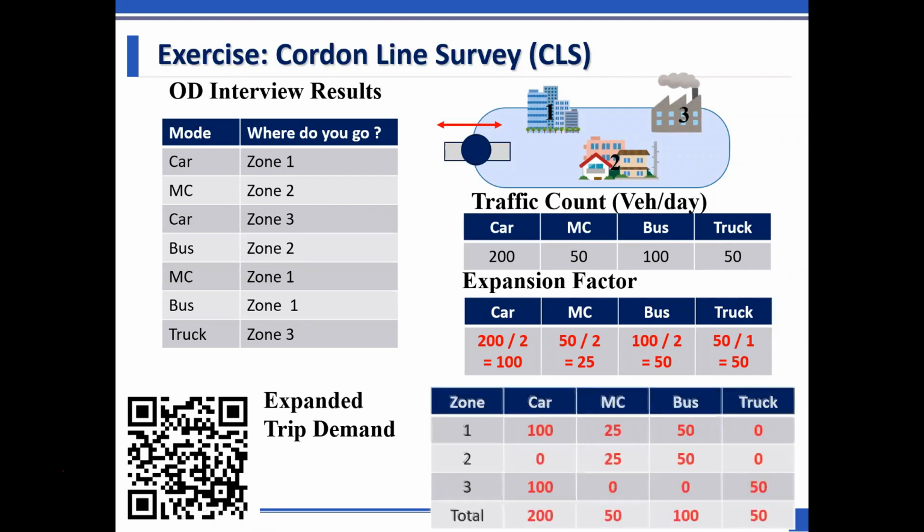And as a result, for the 100, 1 is zone 1 and 1 is zone 3. So you can multiply the expansion factors. As a result, 1 car comes to zone 1 and 1 car goes to zone 3. As a result, 200 buses are found.